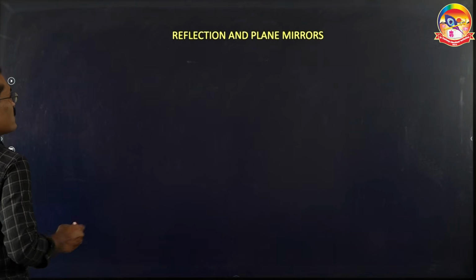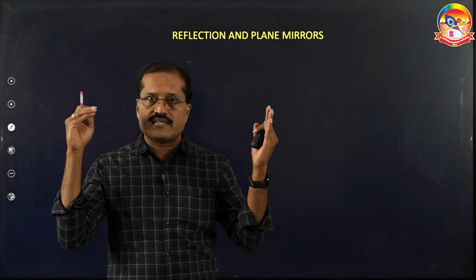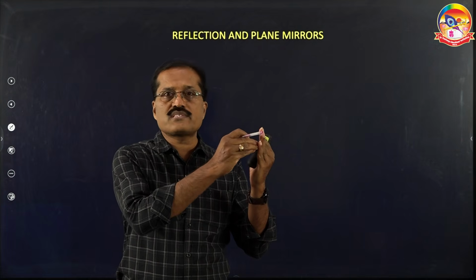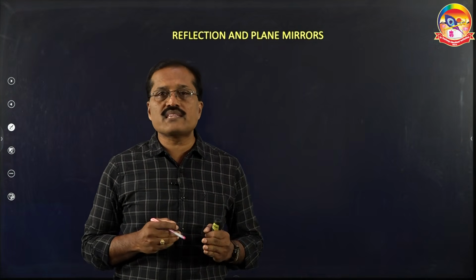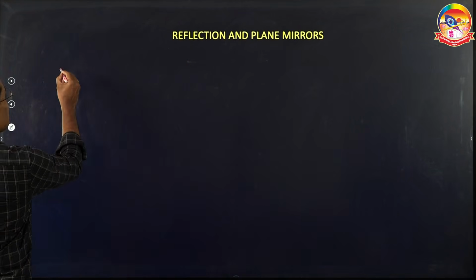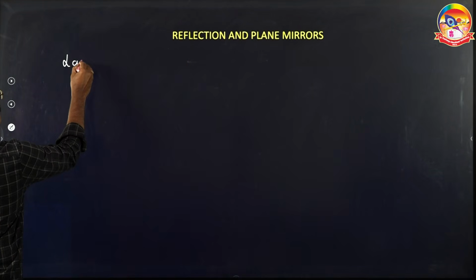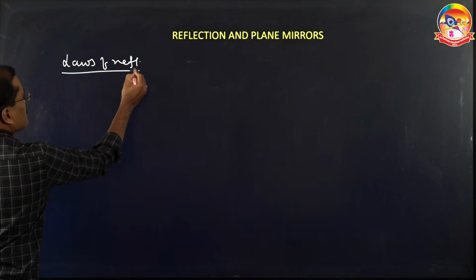Basically in reflection you can see what exactly reflection is. Whenever light energy is made to incident on a smooth polished surface and bounces back into the same medium, there are certain laws in the part of reflection. Is it clear? So now if you see the laws of reflection, very simple laws here.